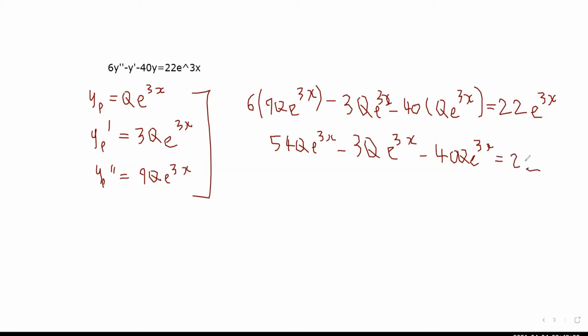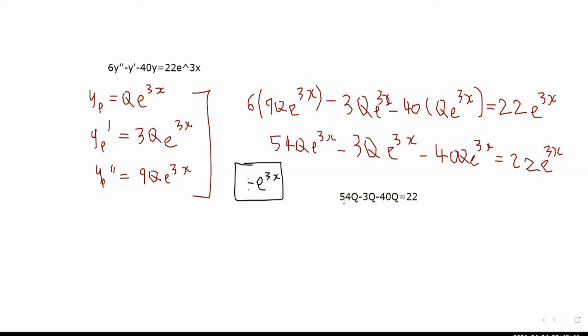So now what I am going to do is, I don't like to simplify it and write it as one thing. I like to divide through by e to the 3x. That's just what I like to do. You don't have to follow me, you can just simplify it there. I like dividing through to get 54q minus 3q minus 40q equals 22.